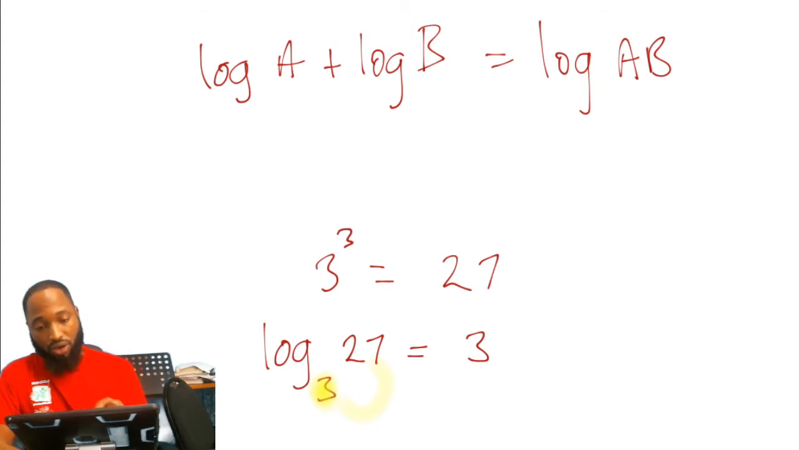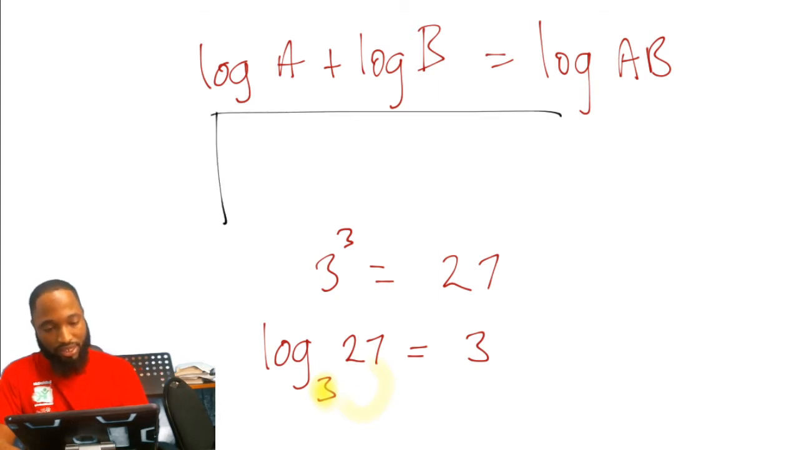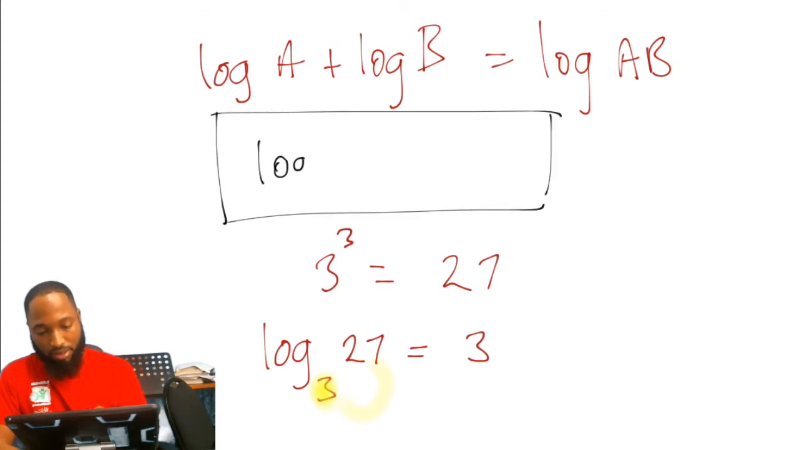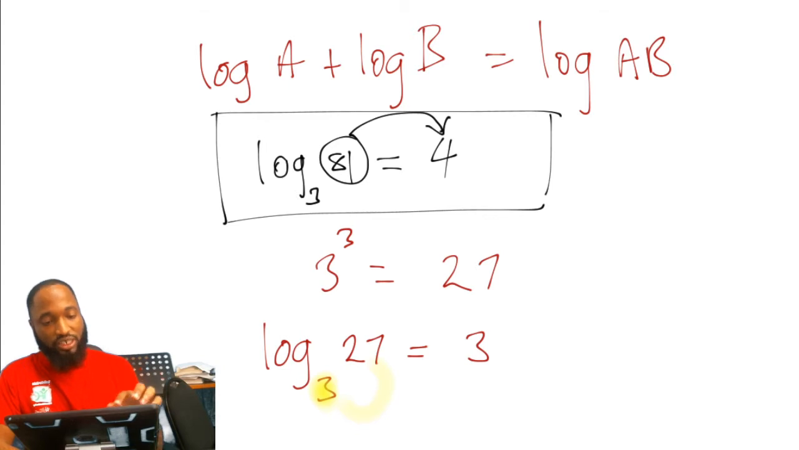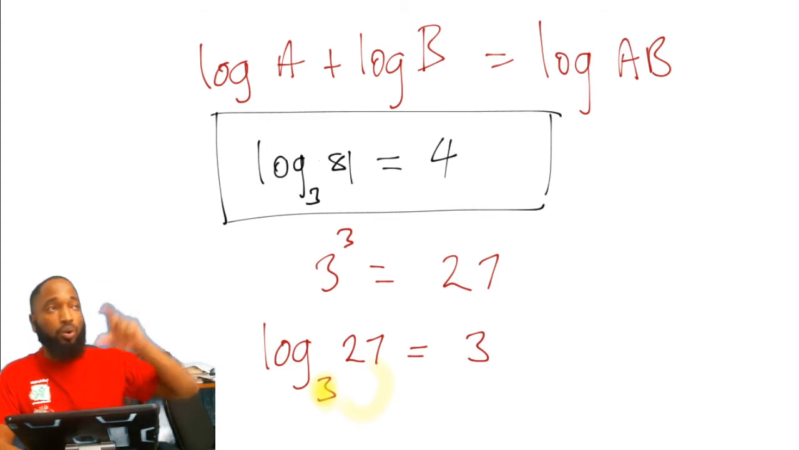Catch that? Or if I have, let's stay in the same base, log base 3 of 81, what is that equal to? How many times do I need to multiply 3 by itself to get 81? To multiply 3 by itself to get 81, you need 4 times. So what log does is take a bigger number and crunch it down into a smaller number using powers.